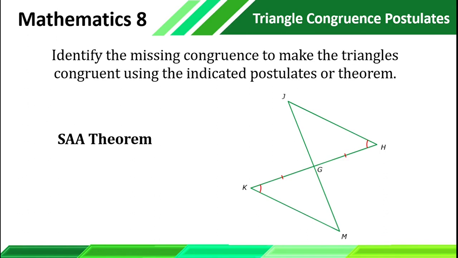Next, we also have this figure, and we need to apply the SAA theorem. As you can see here, we have one corresponding side and corresponding angle. So we are looking for another angle. The missing angles are angle M and angle J. This completes our theorem. Sir, why can't we put the missing angle on angle G? We cannot put the missing angle on angle G because it will become the ASA postulate. It is different from the SAA theorem.